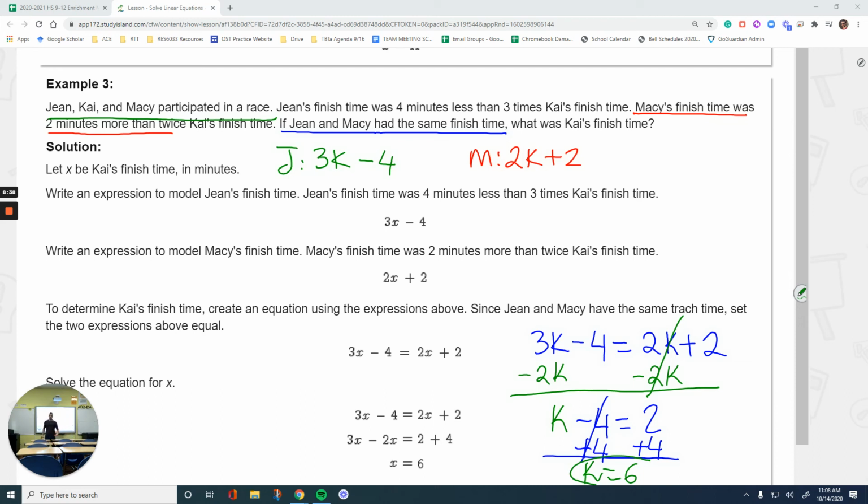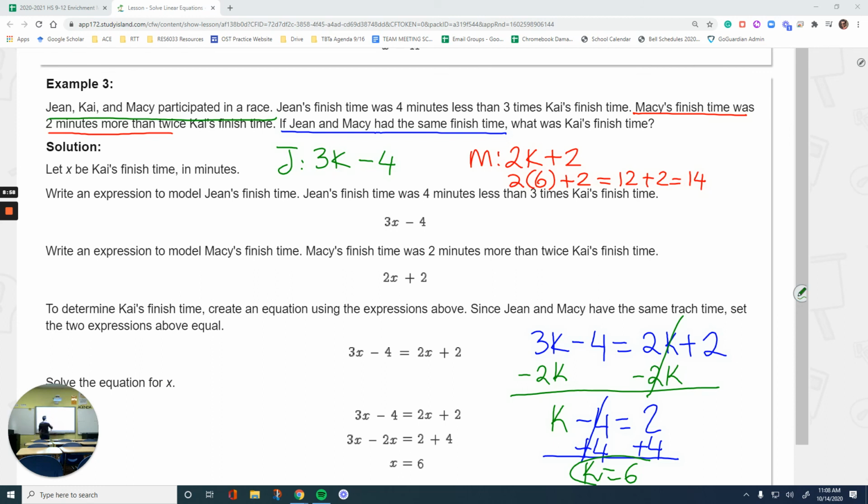So the finish time for this K guy, I'm using the initials, not the full names, would be 6 minutes. M would be 2 times 6 minutes plus 2. Do the parentheses first. 2 times 6 is 12. Plus 2 is 14 minutes for M, that gal over there.